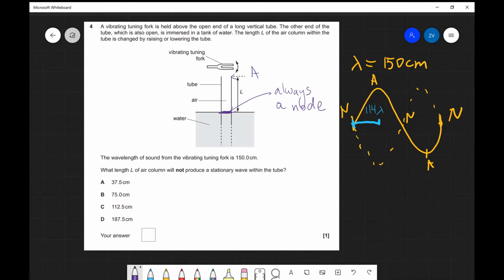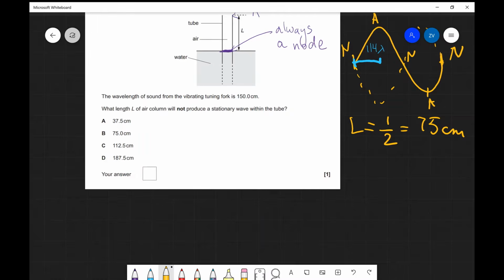So if our length of the instrument was, let's say, half a wavelength, which in this case is 75 centimeters, what we're going to get is a node on one end, which is fine. That's the fixed point over here. But we're also going to get a node on the open end of the pipe as well.